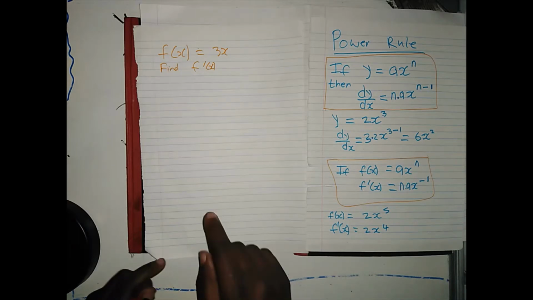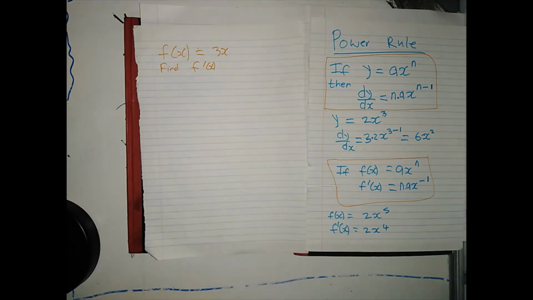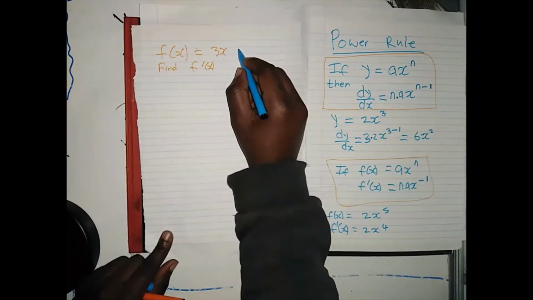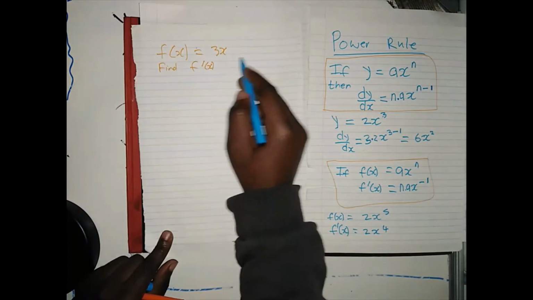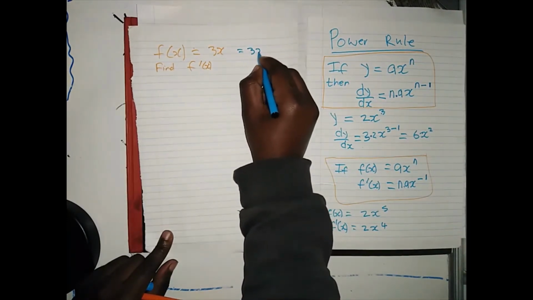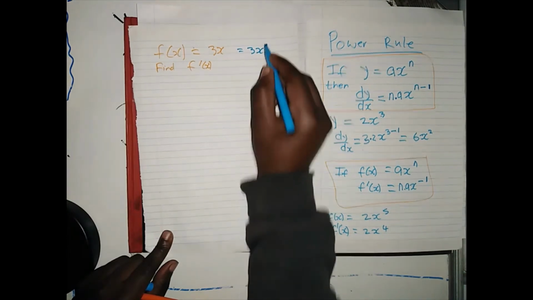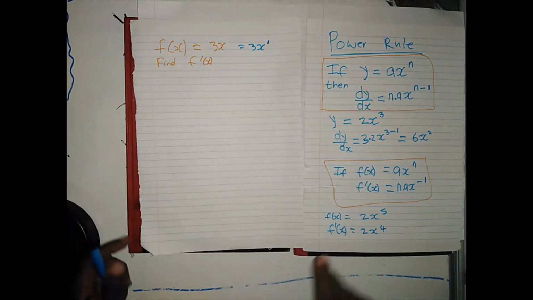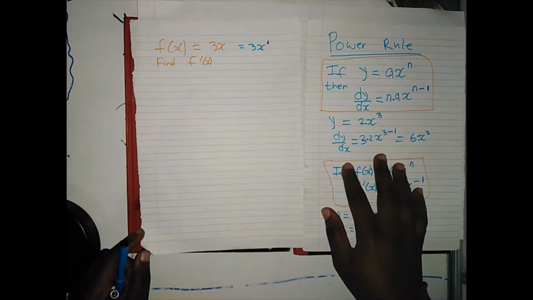When you look at this, the first thing you will need to realize is that 3x is the same as 3x to the power 1. There is an invisible 1 here. Now, before I go further, I just want to explain one thing, ladies and gentlemen.